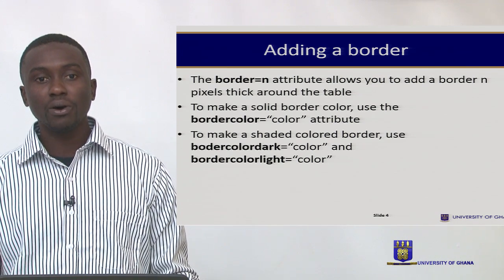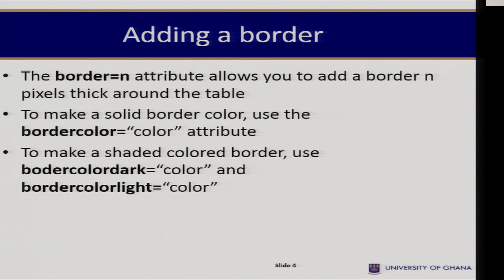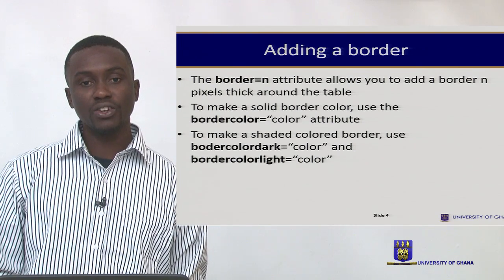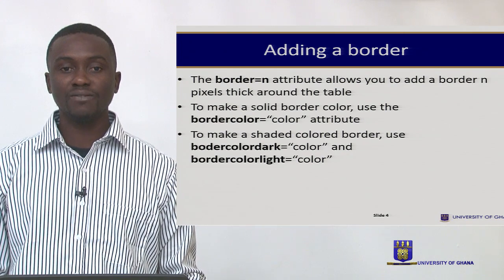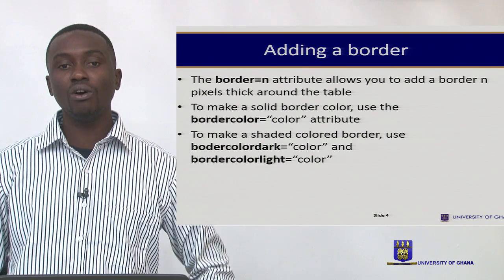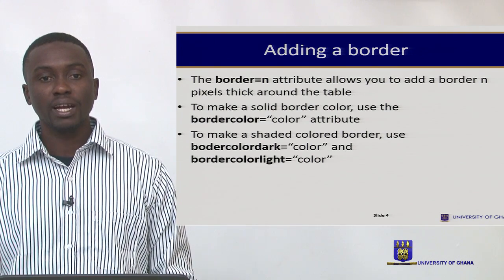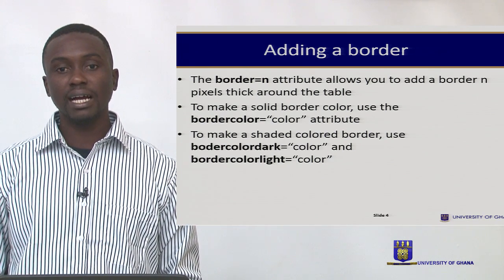Now, you can add a border to your table. That is done by specifying the border attribute and supplying a value. So we can do something like border equal to 1 or border equal to 2, and the higher the value of n, the thicker the border will be. You can specify a border color as an attribute as well. In the border color, you specify a color either using RGB, as we have seen before, or hexadecimal. We can also specify border dark color and border light color to make a shaded color border.